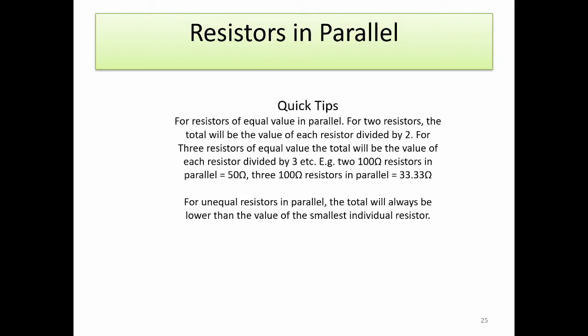Some quick tips. For resistors of equal value in parallel, for 2 resistors, the total will be the value of each resistor divided by 2. For 3 resistors of equal value, the total will be the value of each resistor divided by 3, etc. For example, if you have 200 ohm resistors in parallel, the total resistance will be 50 ohms. If you have 300 ohm resistors in parallel, the total will be 33 1/3 ohms. If you have unequal resistors in parallel, the total will always be lower than the value of the smallest individual resistor.